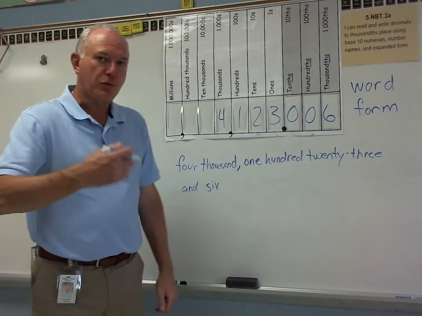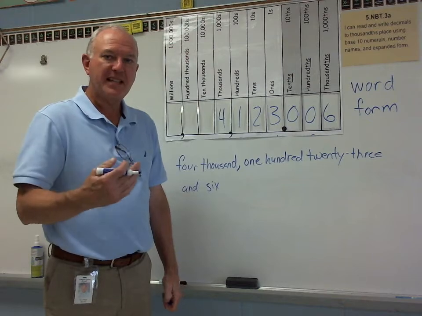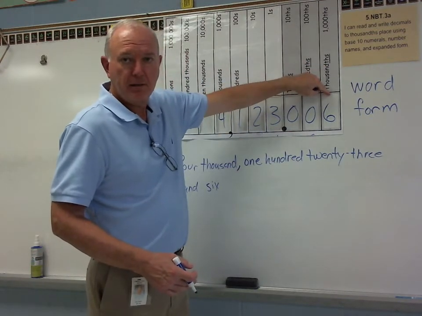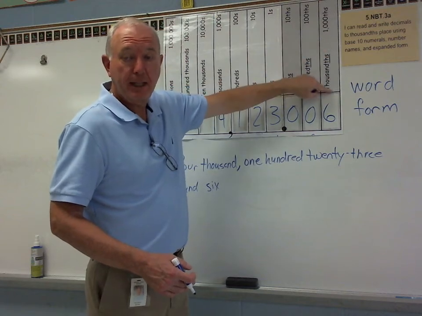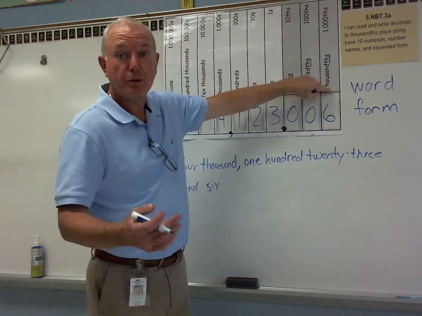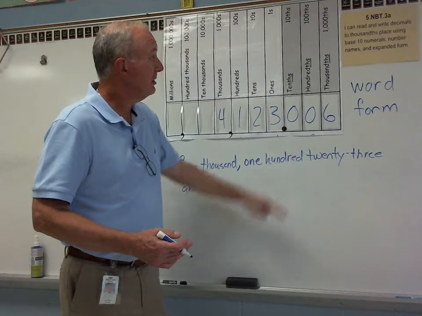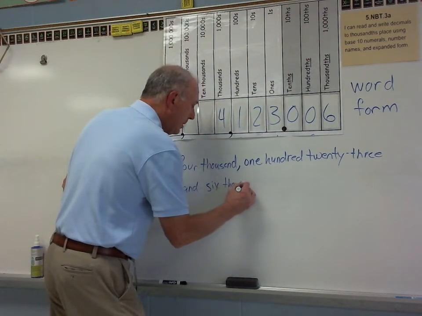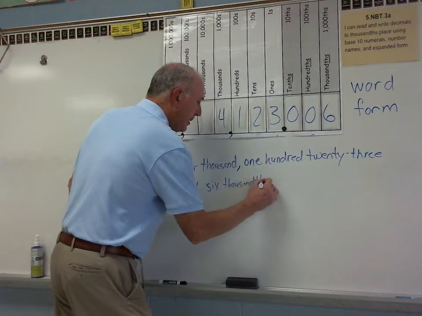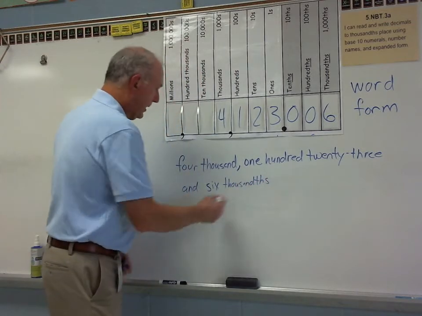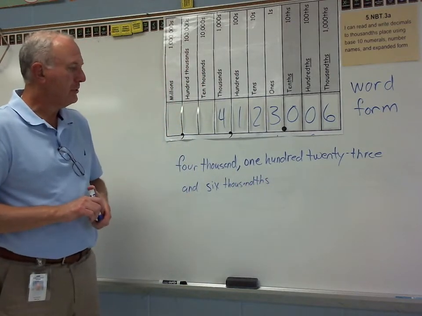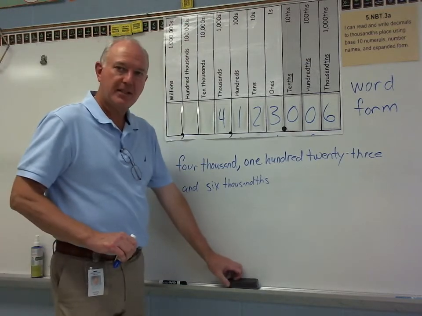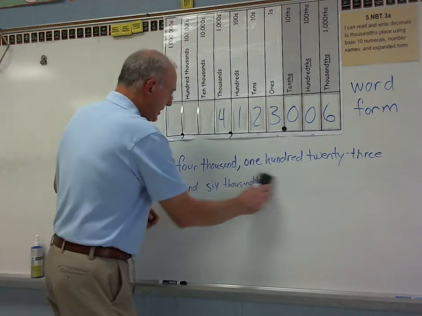And then 6 what though? What is that last place that I'm using? Because that names the location where I'm ending, and that name, that's the last word in word form. Thousandths, THS. Okay. 4,123 and 6 thousandths. 6 thousandths. All right?